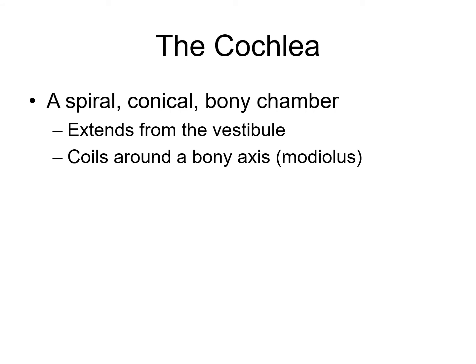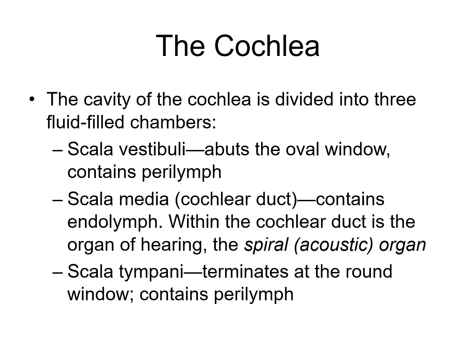Okay, so the cochlea is a spiral conical bony chamber. It extends from the vestibule and it coils around a bony axis known as the modiolus. So superficially, the cochlea really does bear a strong resemblance to a snail shell. The cavity of the cochlea is divided into 3 fluid-filled chambers. The scala vestibuli, which abuts the oval window and contains that fluid known as perilymph. The scala media, or the cochlear duct, which contains that fluid known as the endolymph. That's the fluid that's really rich in potassium.